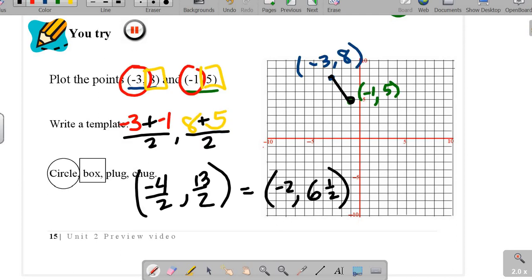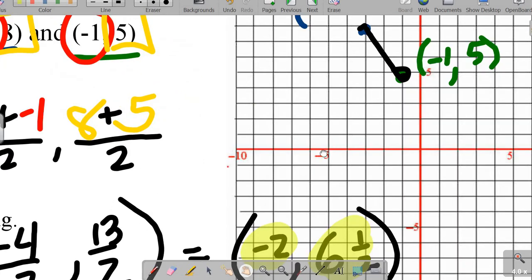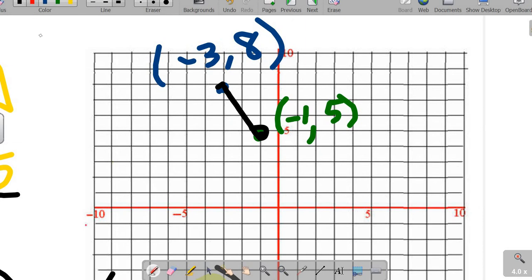Alrighty, welcome back. Let's see how you did. You should have gotten -2, +6.5 as the midpoint here after graphing the points. It's very important you graph the points. So let's go ahead and plot that.